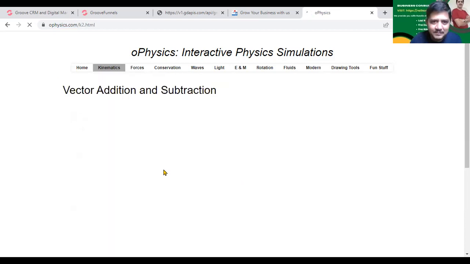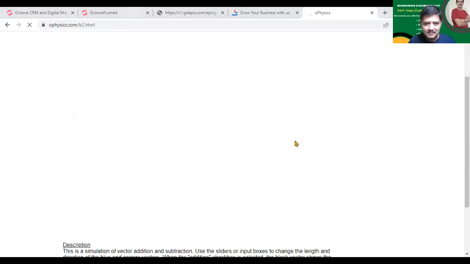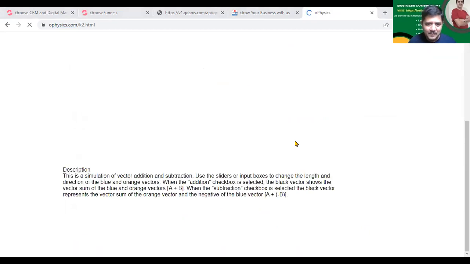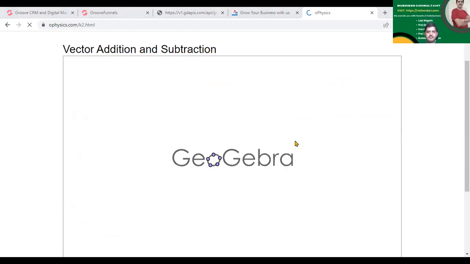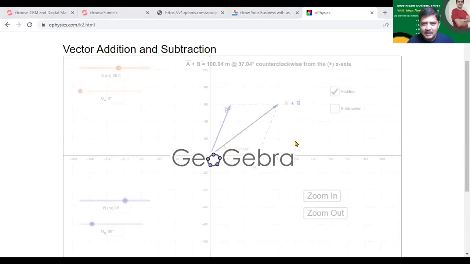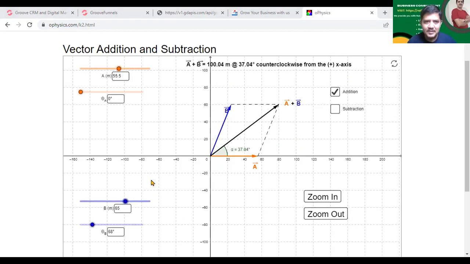So what we'll do is, let us click on here and go to vector addition and subtraction practice. Let us click on vector addition and subtraction, right? Okay, let us wait. My internet is not that fast, but it takes some time, so let us wait for some time. Right, so we have got a GeoGebra simulation here.